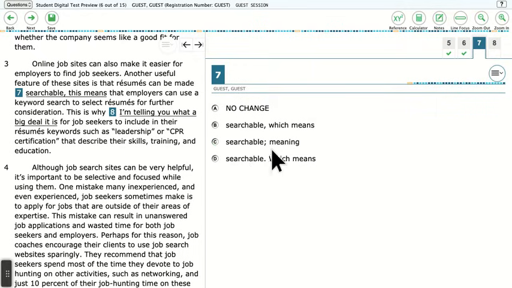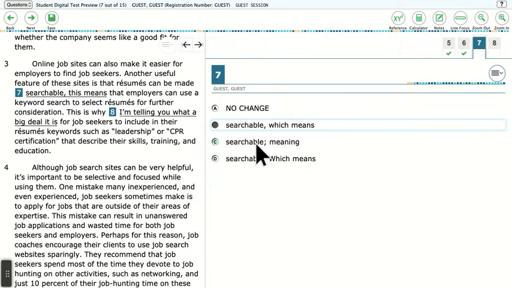C, we have searchable, semicolon, meaning. So that would read, resumes can be made searchable, semicolon, meaning that employers can use a keyword to search. Finally, we have D, which is searchable, period, which means. So the correct answer is going to be B, because as this is currently written, it is a comma splice. So we want to swap out that for "which," and then it's complete.